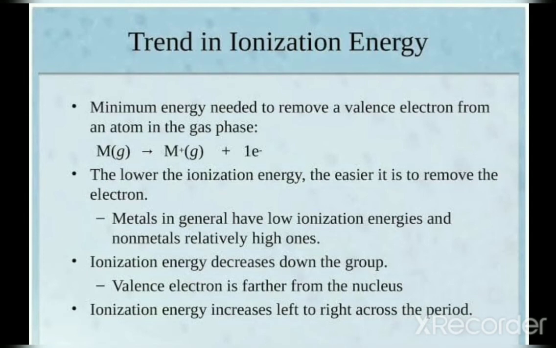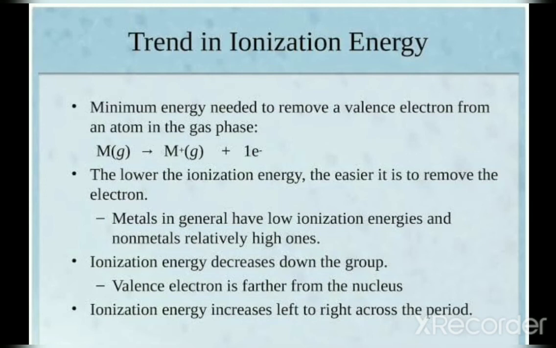Now let us see how the ionization enthalpy varies across a period and down the group. First consider down the group. Ionization enthalpy decreases down the group. You know that as we move down the group, new shells are being added. Since new shells are being added, the valence electron will be far away from the nucleus. So such an electron will experience only a lesser force of attraction from the nucleus, or the effective nuclear charge experienced by the electron will be very much less.